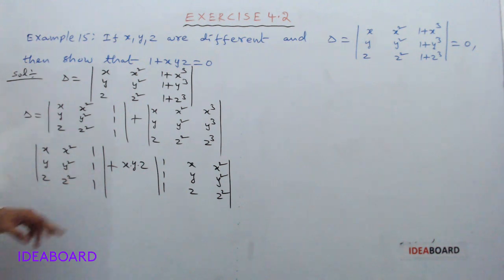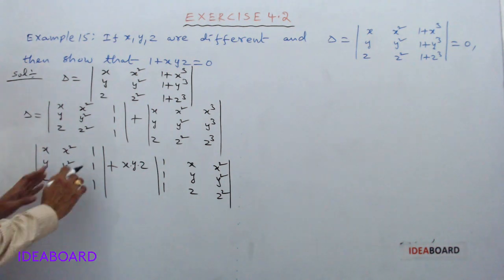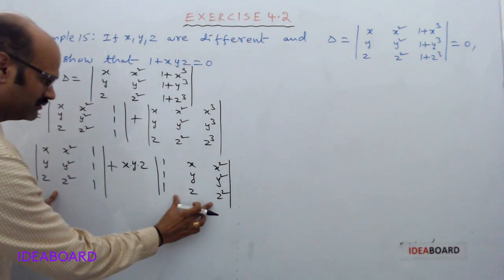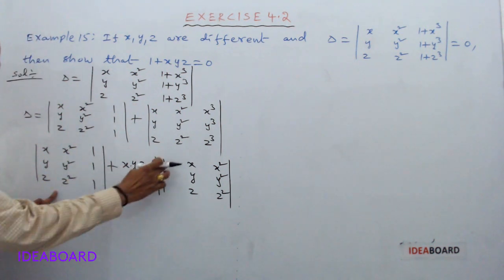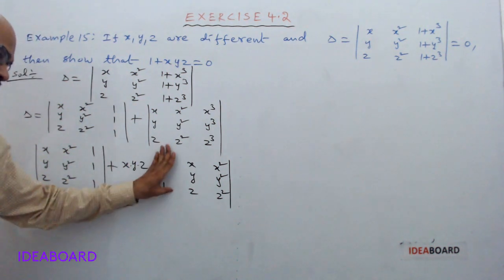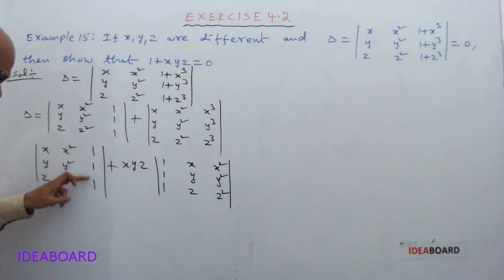Now if you identify these two determinants, first one and second one, here 1, 1, 1 is there in column 1. Here we have 1, 1, 1 in column 3.